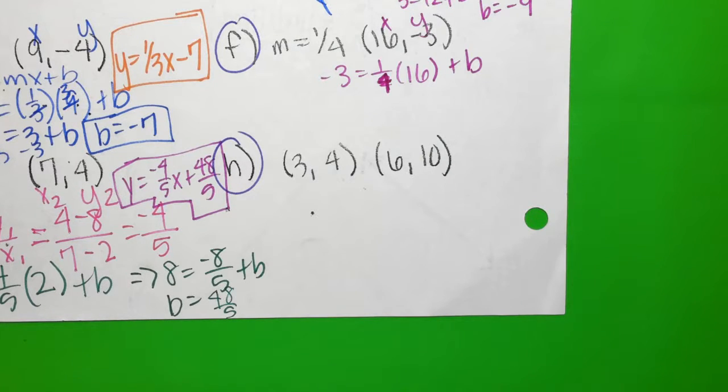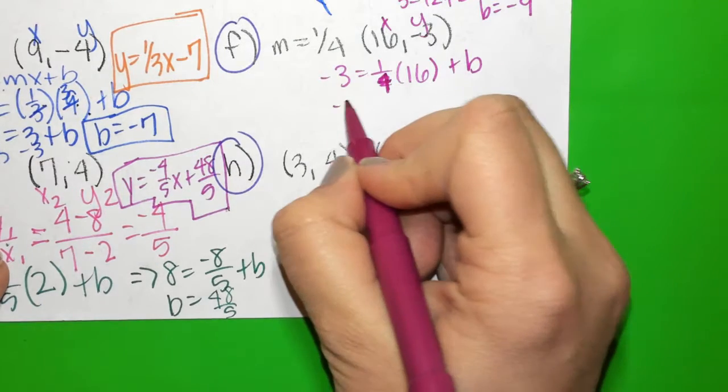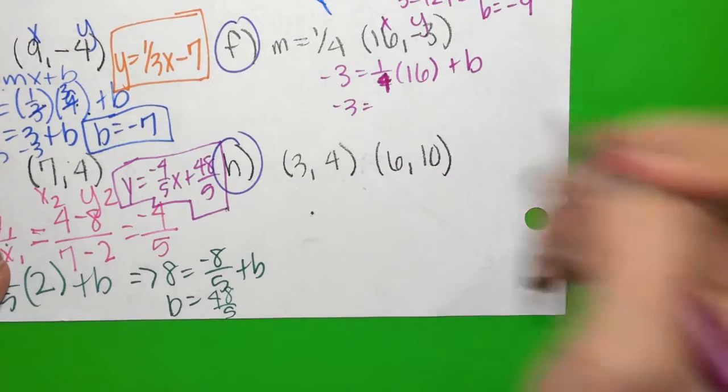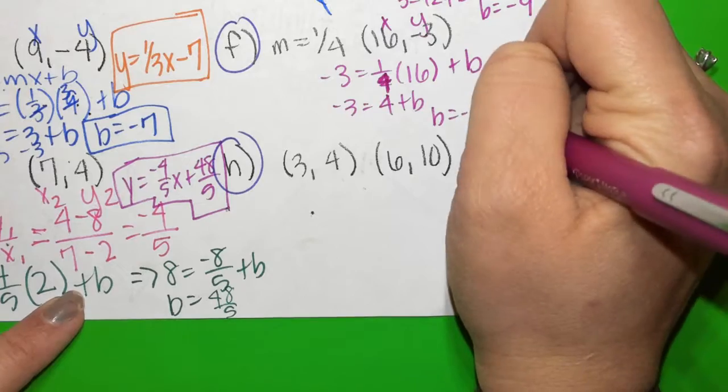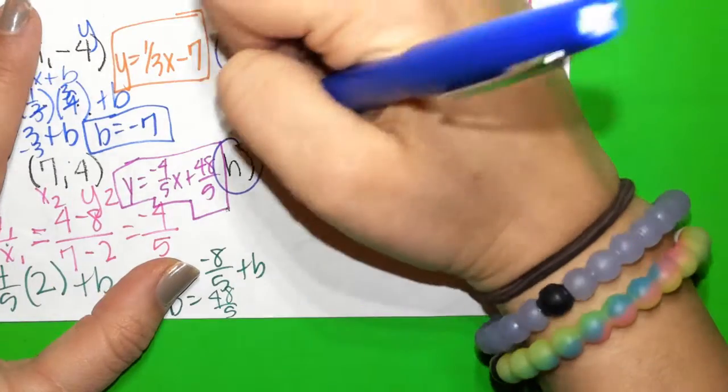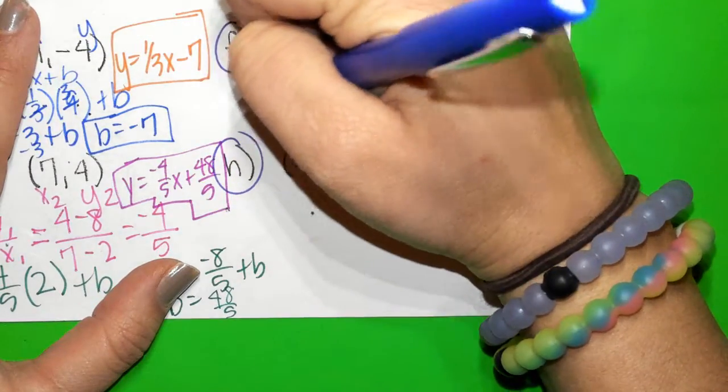All right, then you divide. So what's a quarter of 16? 4. All right. Then we would subtract, and we would get negative 7. So our equation is y equals 1/4 x minus 7.